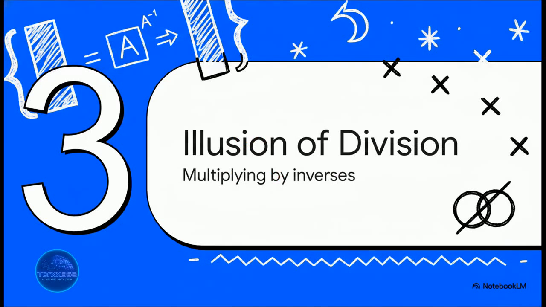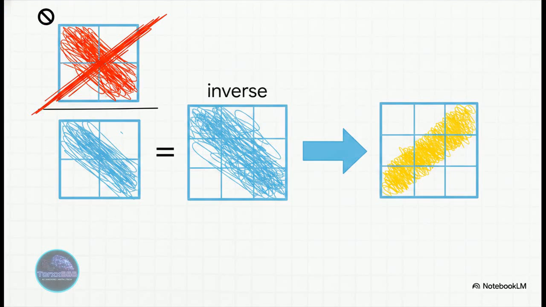It's wild. Section 3. The illusion of division. Okay, remember our opening equation? Here is the absolute core takeaway for today. You cannot divide matrices. It's just not a thing. You can't stick one matrix on top of a fraction bar and put another one underneath.